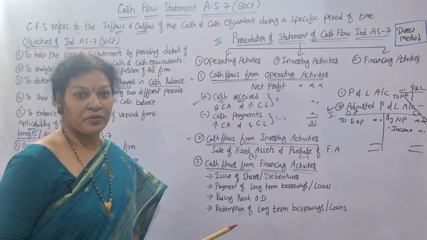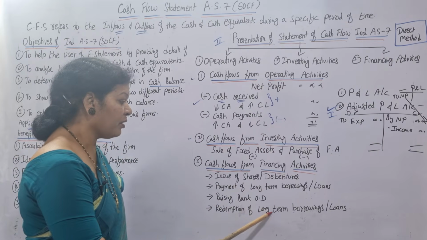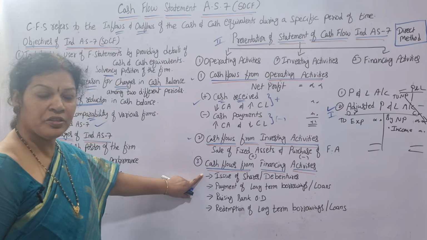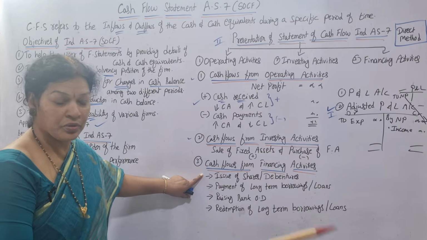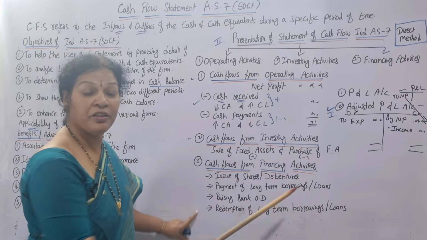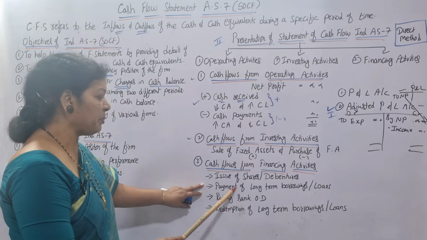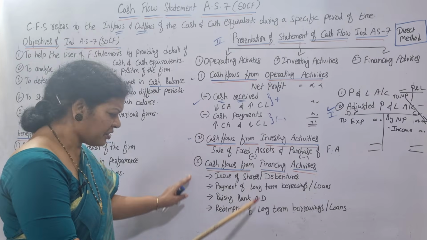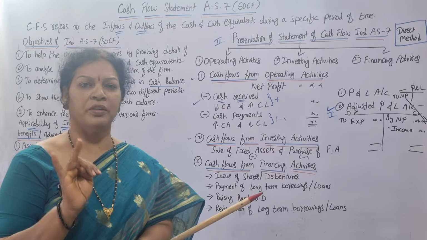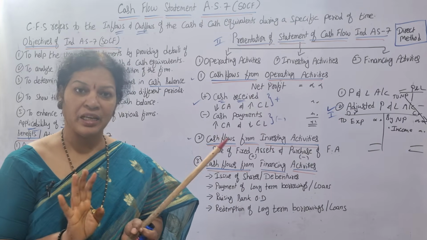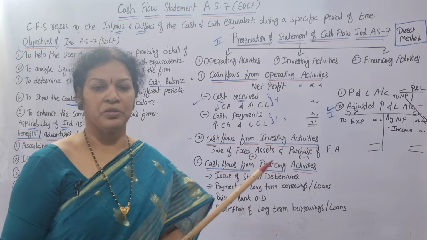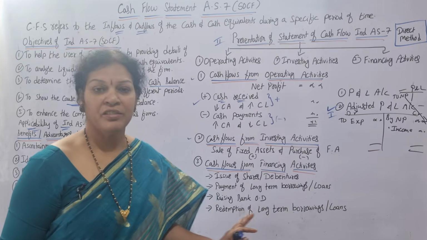Raising bank overdraft. Redemption of long-term borrowings or redemption of long-term loans. Issue of shares, issue of debentures. Redemption means paying back. Apart from the payment or raising of anything, it's related to only the liability side, whatever we have like capital and long-term loan. Only these items we are talking about in the cash flow from financing activity. That's all, not anything else. Very simple, easy to remember.